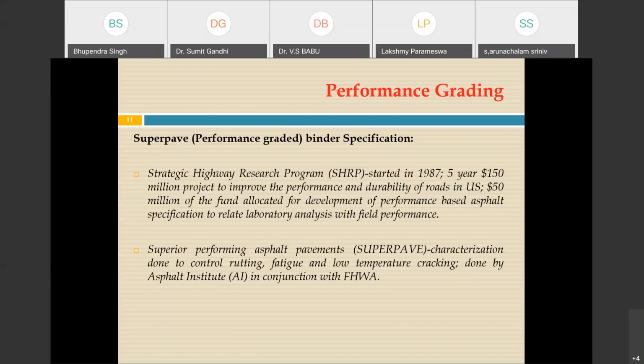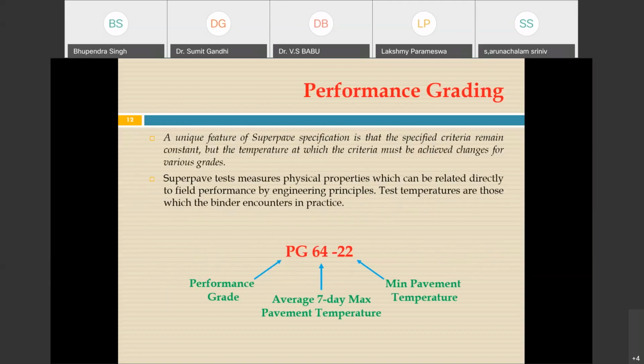And what is the reason behind SuperPave? It is done to control rutting, fatigue, and low temperature cracking, because these are the 3 main pavement distresses which occur. And this study was conducted by Asphalt Institute in conjunction with FHWA. So now coming to the SuperPave performance grading.